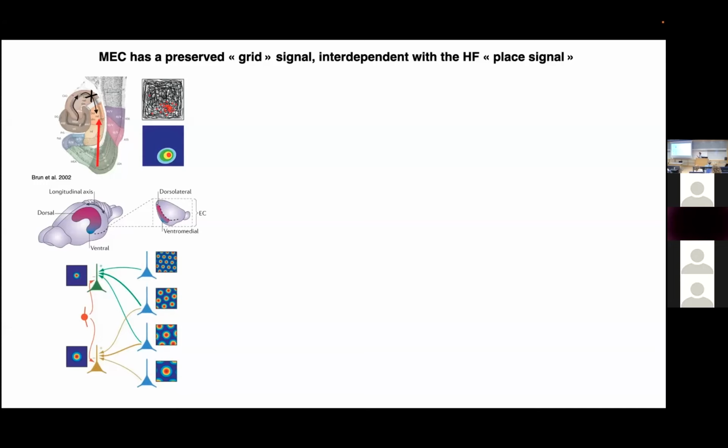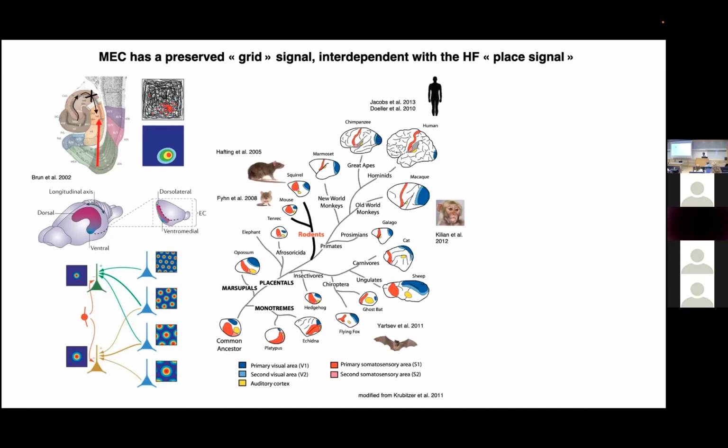If you are not familiar with grid cells, I'm sorry, they are cells that basically are active in a very regular fashion and tessellate the entire environment. And they're found in the medial entorhinal cortex. So basically, these grid cells and place cells are highly dependent. If you numb out the medial entorhinal cortex, the place signal will change. If you numb out the place signal, the medial entorhinal cortex grid cells will change.